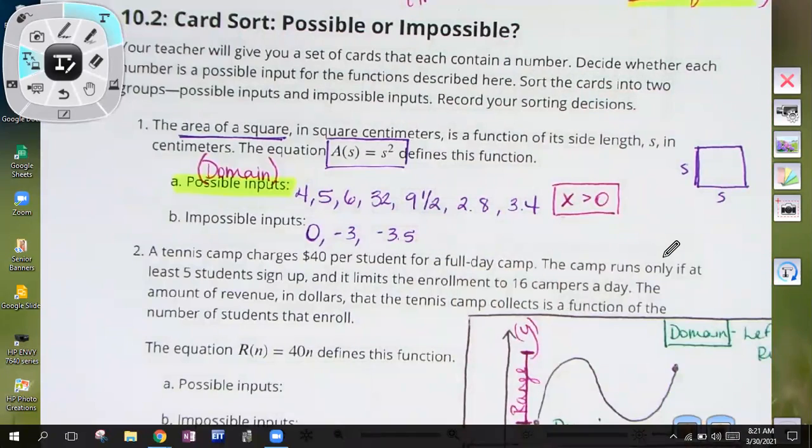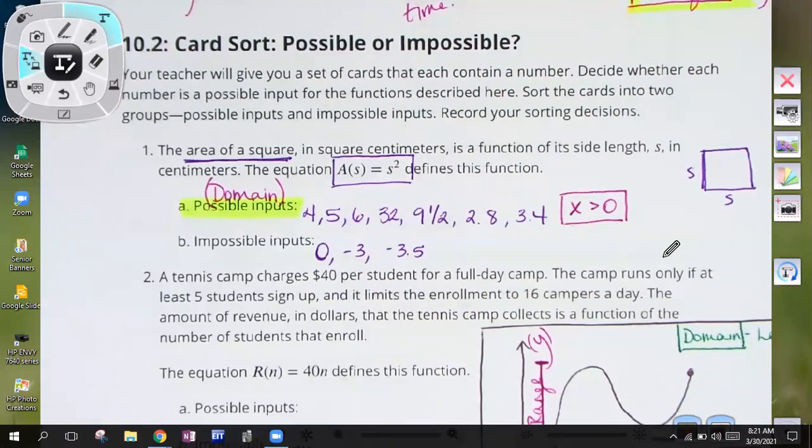A negative times a negative is not 0. It would still be positive, whatever you multiply by. But a length of something could not be negative. Is negative 0 a thing? No.